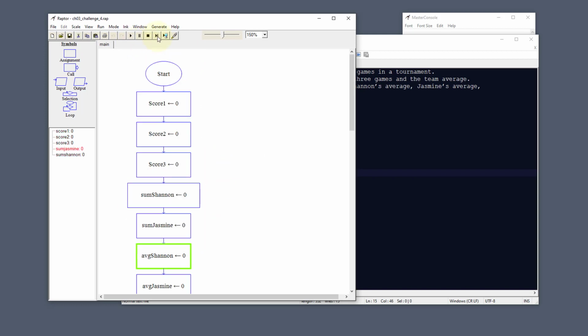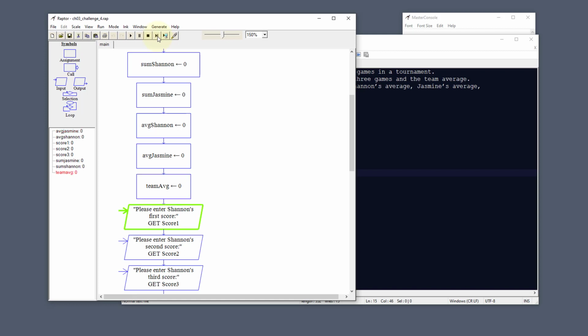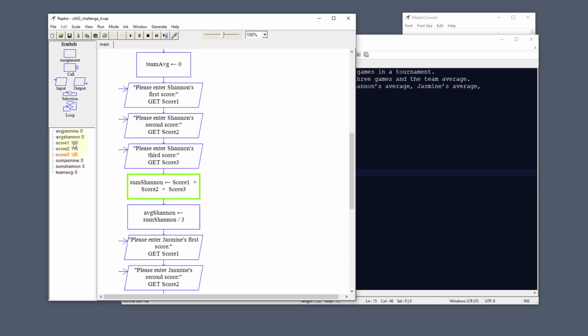So we're going to set all of our variables. I'm going to go through those pretty quickly here. So we've set all of our information here on our watch area. Now we're going to enter Shannon's first score, and let's say a 150. The next score, 175. Next score, 125. So that gives us 3 scores.